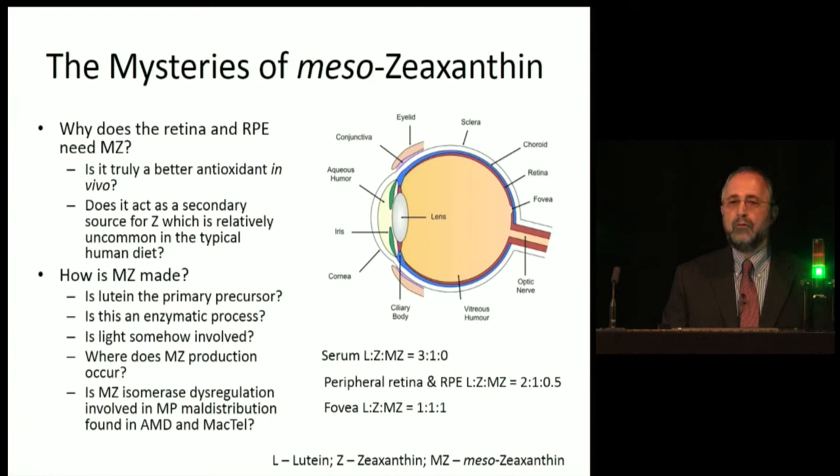Is it in the retina? Is it elsewhere in the eye? Is it somewhere else in the body? And then once we have identified an enzyme, a meso-zeaxanthin isomerase, if there is such a thing, is there dysregulation of this involved in macular degeneration or in MacTel, another disease where you see abnormalities of macular pigment distribution?